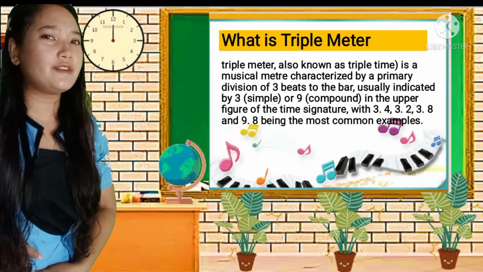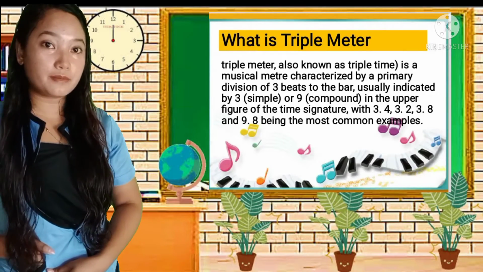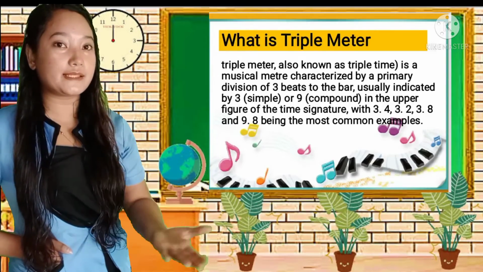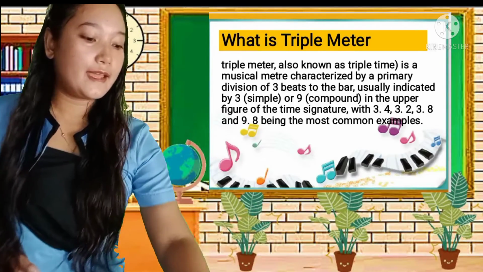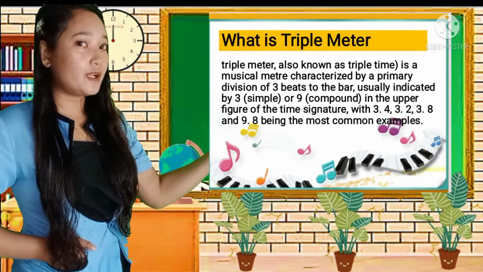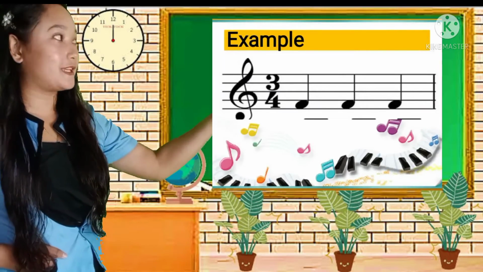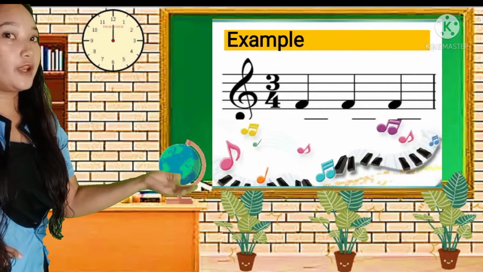So it is very simple to identify triple meter. It has 3 beats in each measure. And then let's see the example. So as you can see, it has a time signature of 3/4.